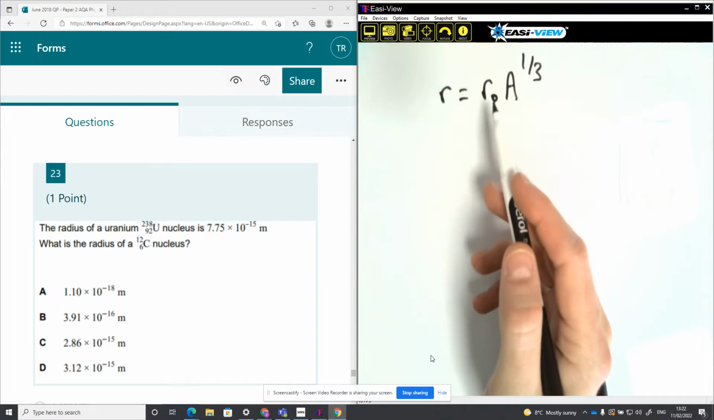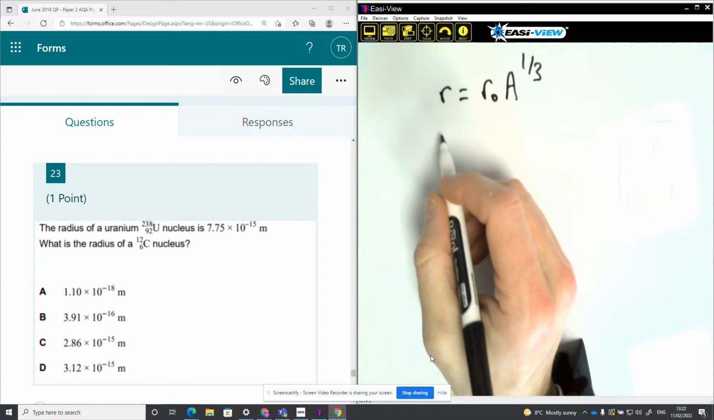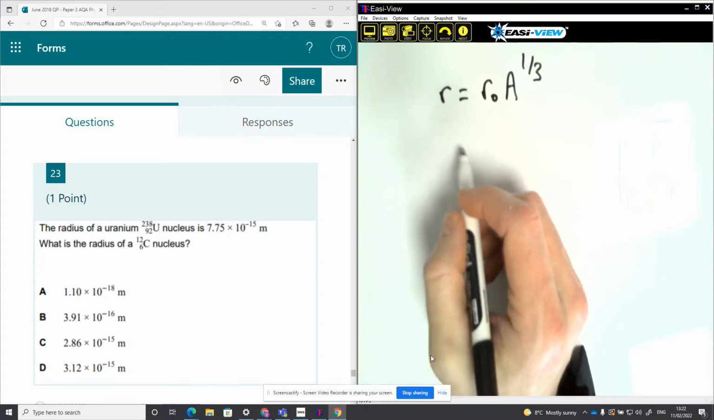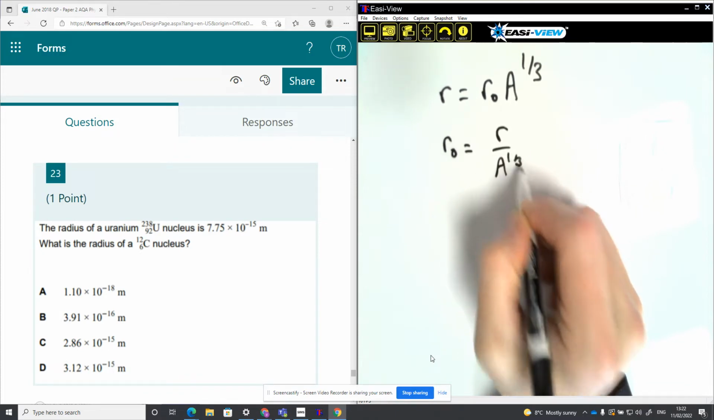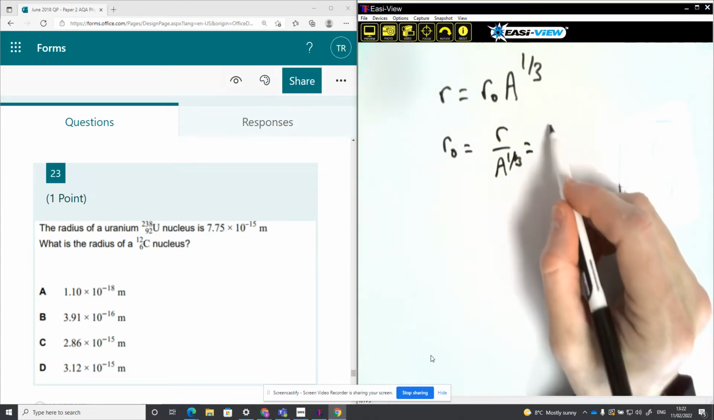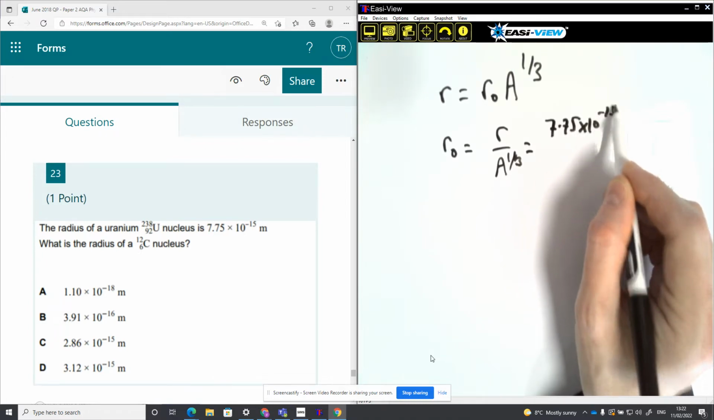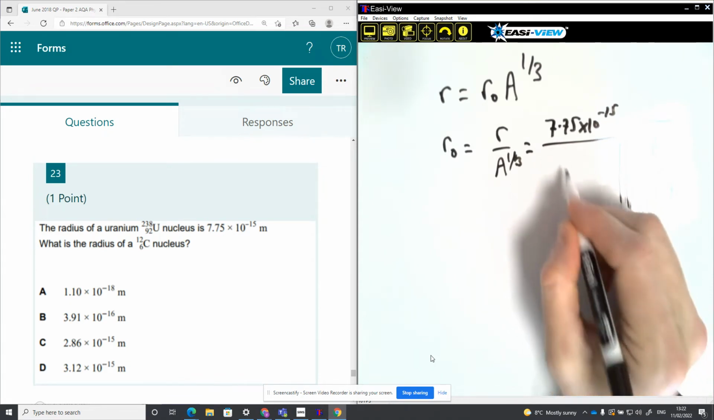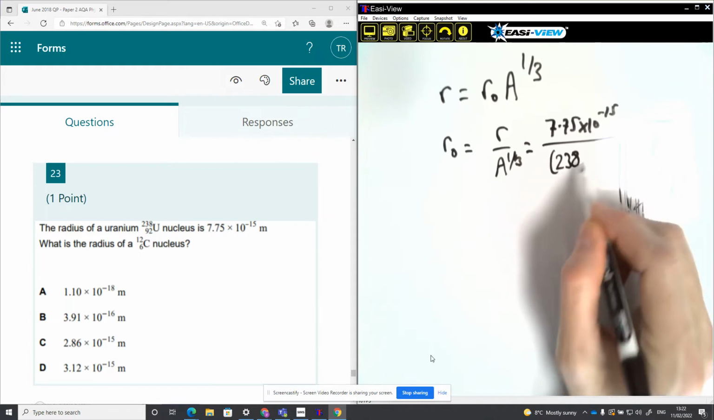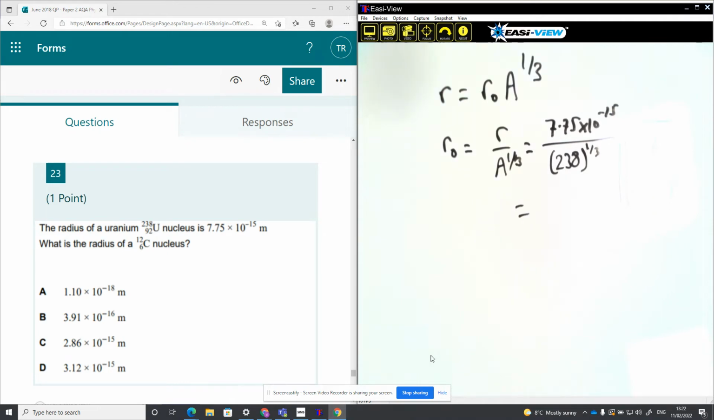So getting a value of R naught using the value you've been given for uranium. So the value for uranium is given to us, and then R naught is going to be R over A to the third. And we're given that for uranium it's 7.75 times 10 to the negative 15, all over the cube root of 238. And it could be that you don't often do the cube root. If that's the case, then a bit of practice would be a very good idea.